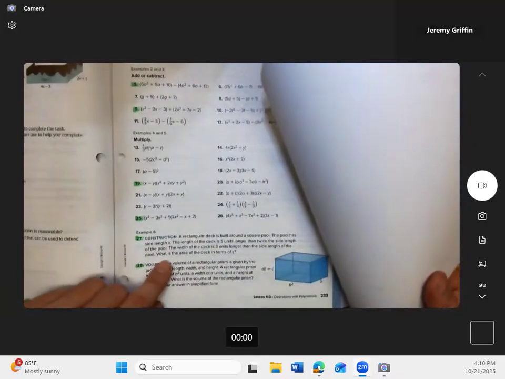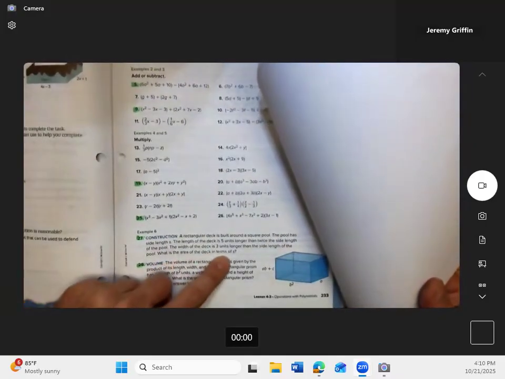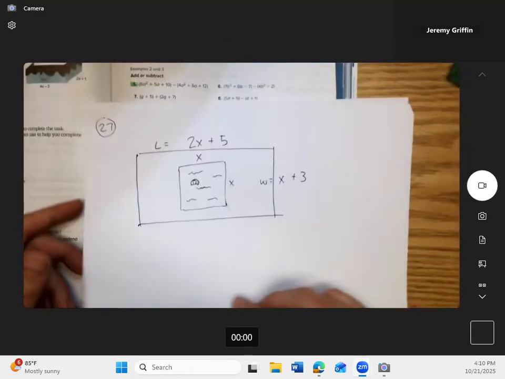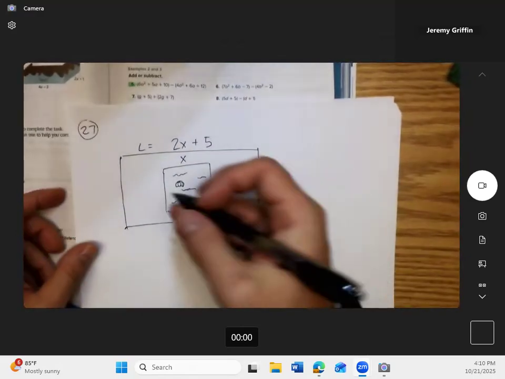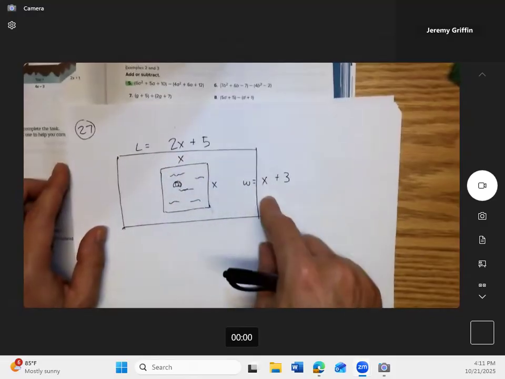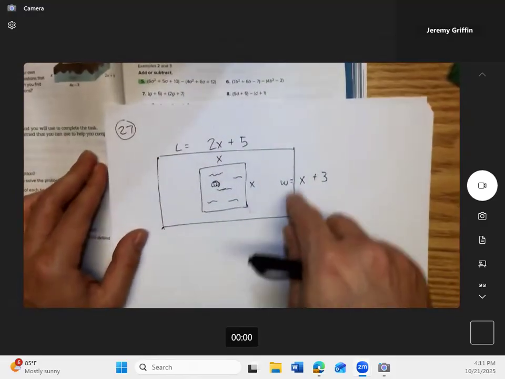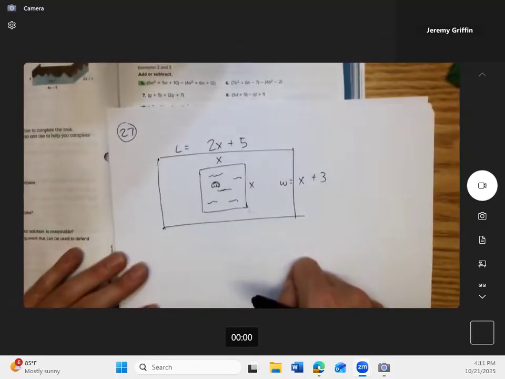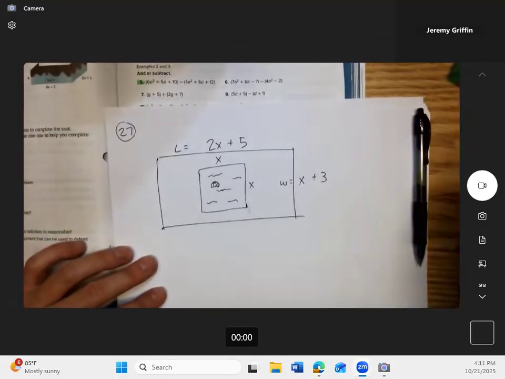What's the question? What is the area of the deck in terms of the side length of the pool? So maybe we have to buy a bunch of wood. We're going to put down a bunch of wood panels. But how much lumber do I have to buy over at the Home Depot so I can actually build this deck? That's the question.